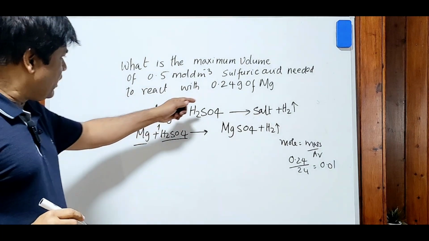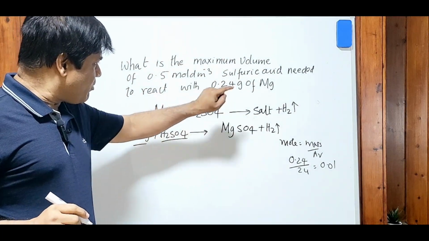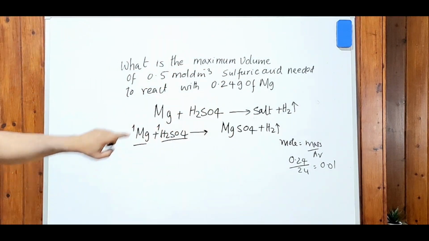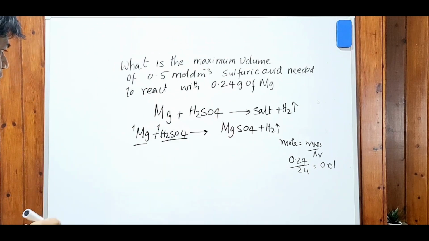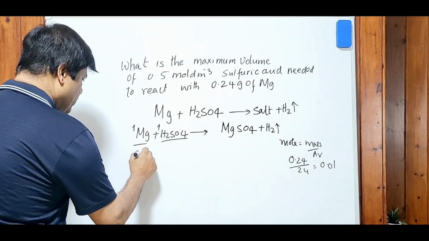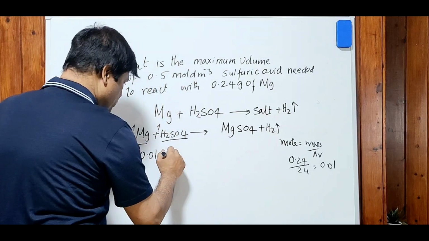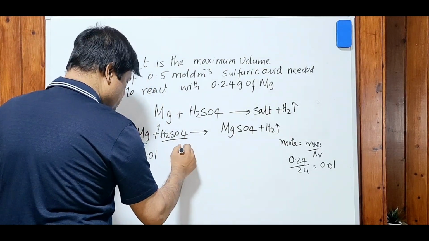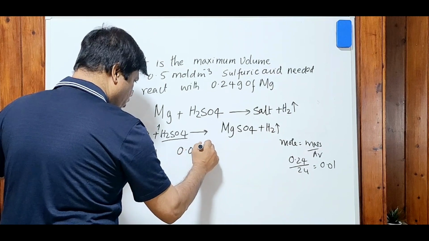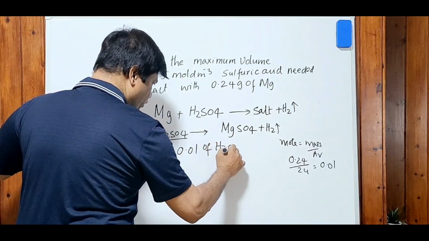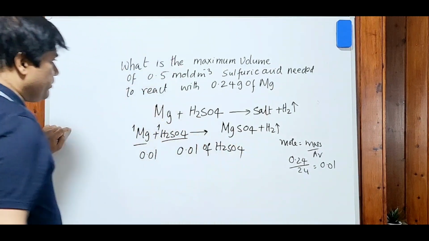And with this gram, we just work out the mole of the magnesium. 0.01 mole, we got it from that. Which also equals 0.01 mole of H2SO4. So we got the mole.